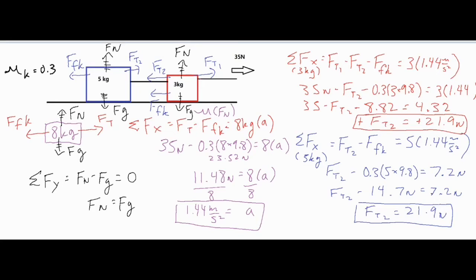So when taking a look at a problem like this, it's beneficial to take a look at it as one big system so that we can solve for the acceleration, and that acceleration was extremely helpful in plugging in over here and here to solve for different values, such as our FT2, the force of tension of this string in the middle.